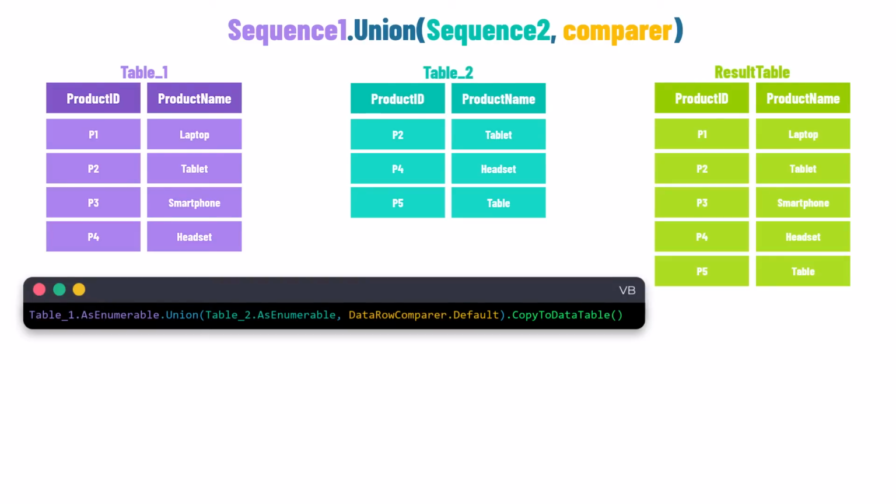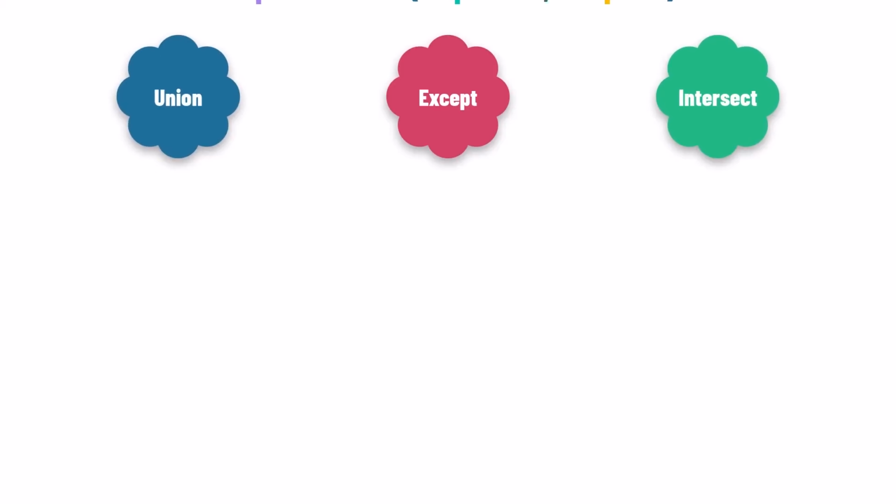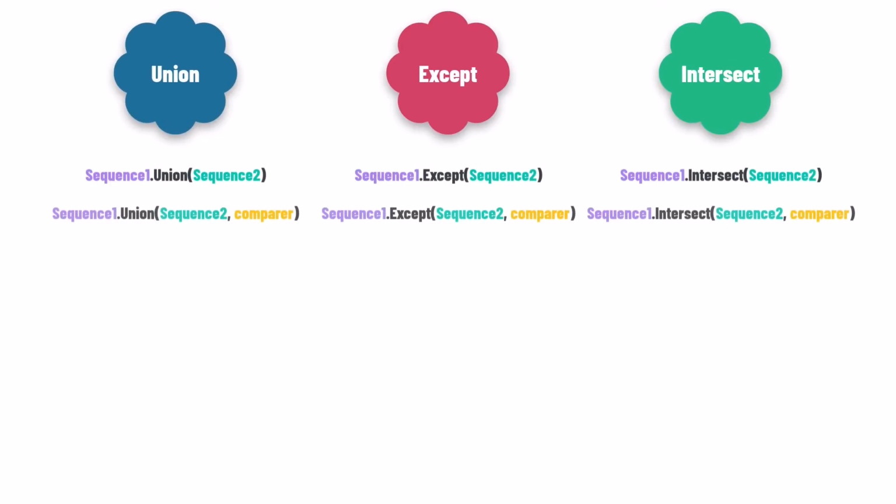In summary, both overloads of Union method work in the same way like the overloads of Except and Intersect methods, what we have learned in the previous videos. The only difference between these three methods is the function of the method. Except finds the difference, Intersect finds the intersection, and Union finds the combined unique set. That's all about Union method.